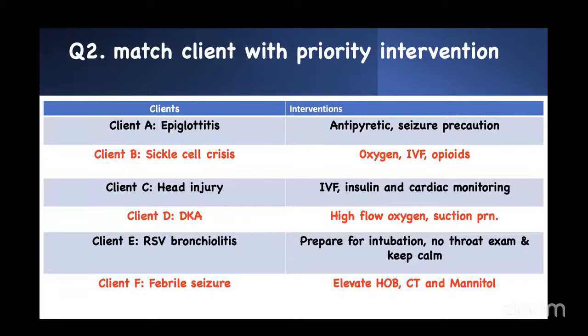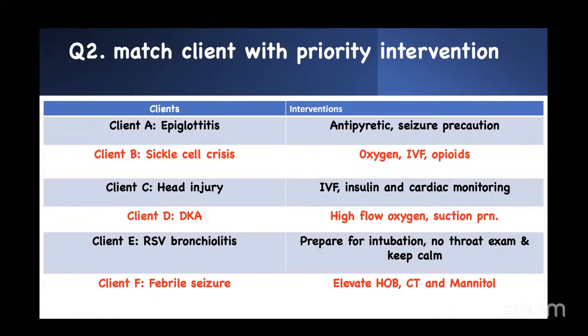What do they need? Priority intervention. Who do you think needs an antipyretic and seizure precaution? Who needs oxygen, IV fluid, and opiates? Who needs IV fluid, insulin, and cardiac monitoring? Who needs high flow oxygen and suctioning PRN? Who do we need to prepare to intubate, with no examination of the oropharynx, and keep the patient calm? Who do we need to elevate the head of the bed and get a CT scan and what? Monitor. If you know the answer, you can put it down in the comments. And I know you know it, so put it in the comments.